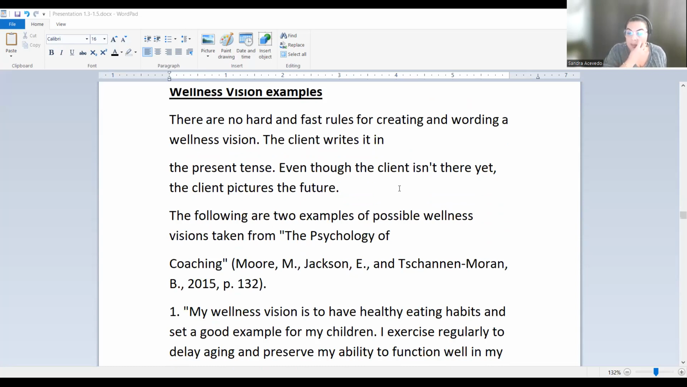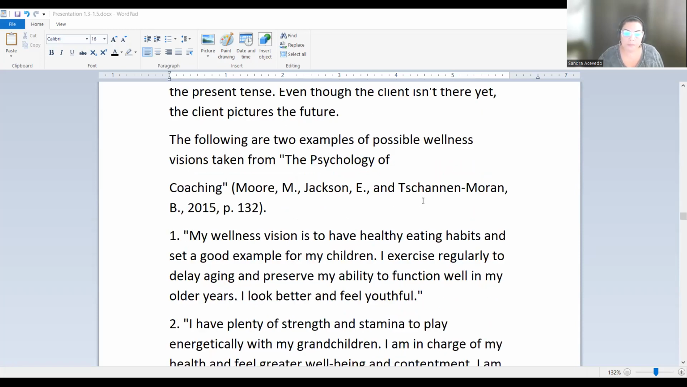There are no hard and fast rules for creating and wording a wellness vision. The client writes it in the present tense. Even though the client isn't there yet, the client pictures the future. The following are two examples of possible wellness visions taken from the Psychology of Coaching.